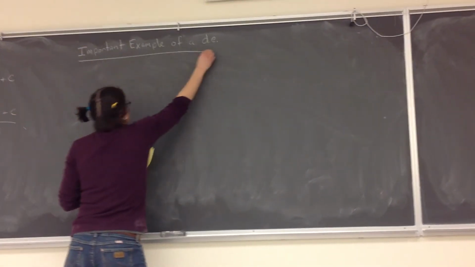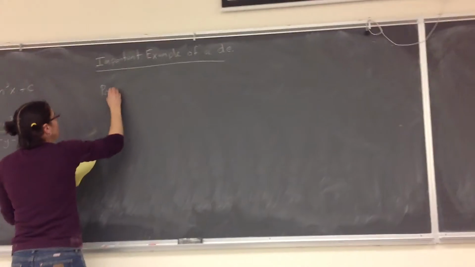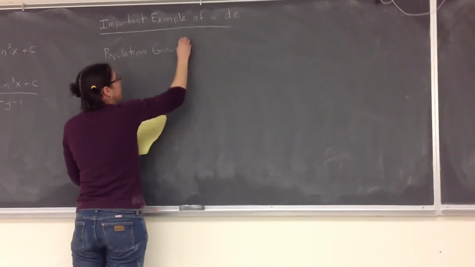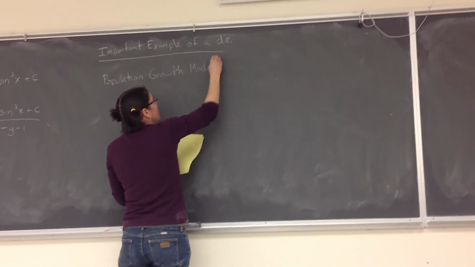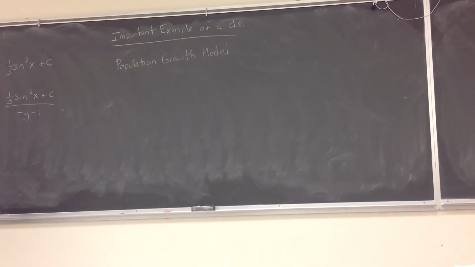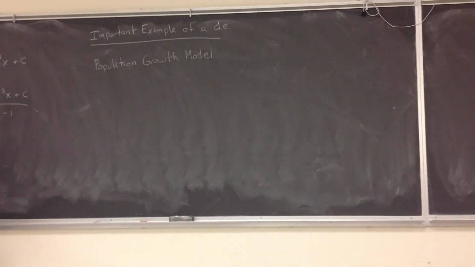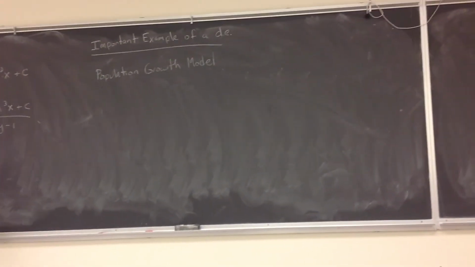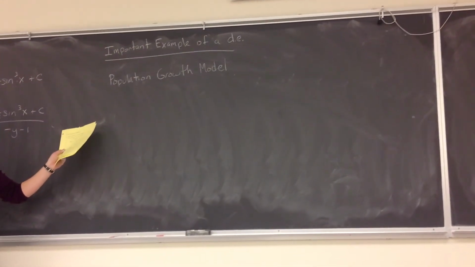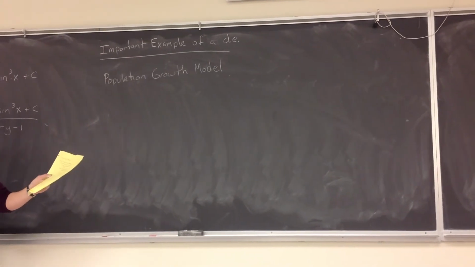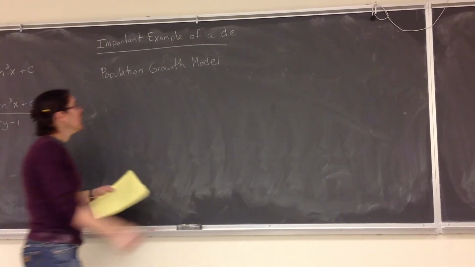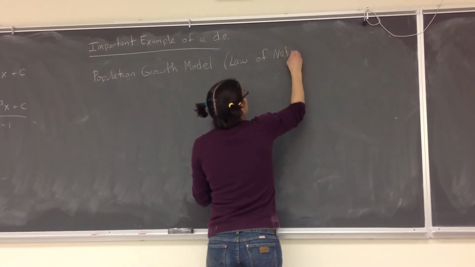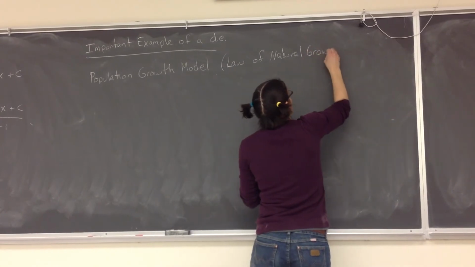And this example that we're going to look at is the population growth model. So my guess is that you have seen the population growth model in a variety of settings. So a lot of what I'm going to talk about today will be very familiar to you. However, you may or may not have actually seen this from the perspective of a differential equation. Okay, so population growth model, also known as the law of natural growth and decay.